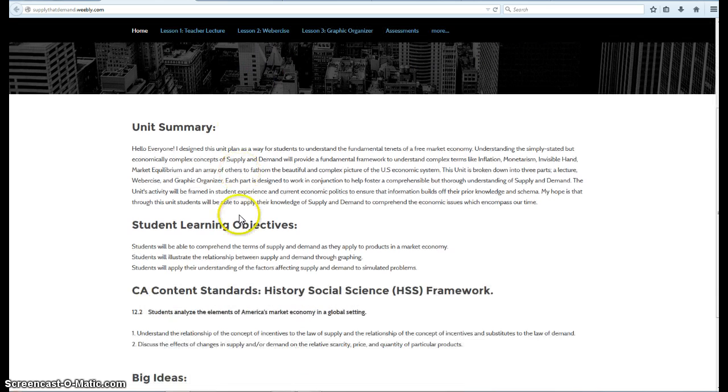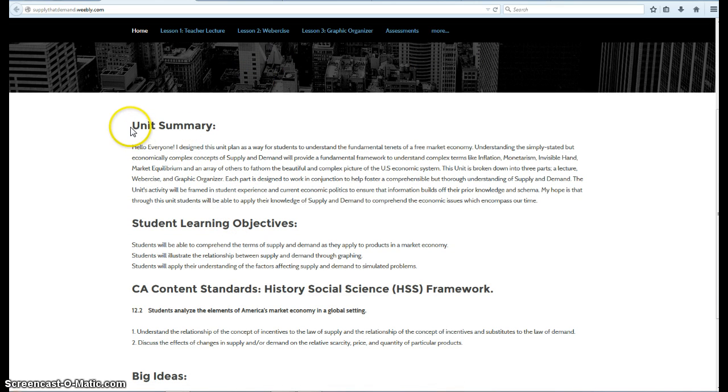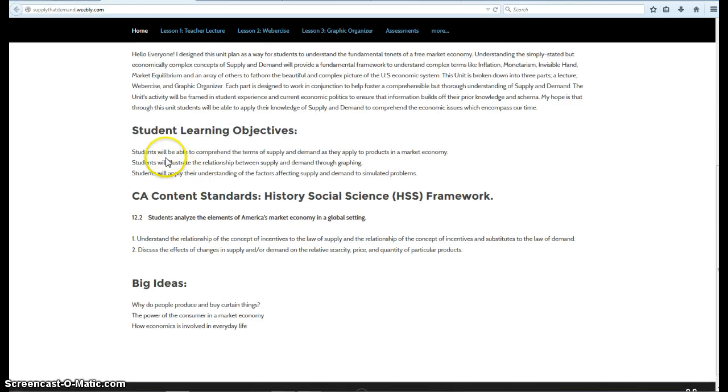So going down the line, this is my homepage, and here begins with my unit summary, which is essentially what I just told you right now, the reasons why supply and demand are something that people need to know about. And below that is my student learning objectives. So my student learning objectives are: students will be able to comprehend the terms of supply and demand as they apply to products in a market economy.